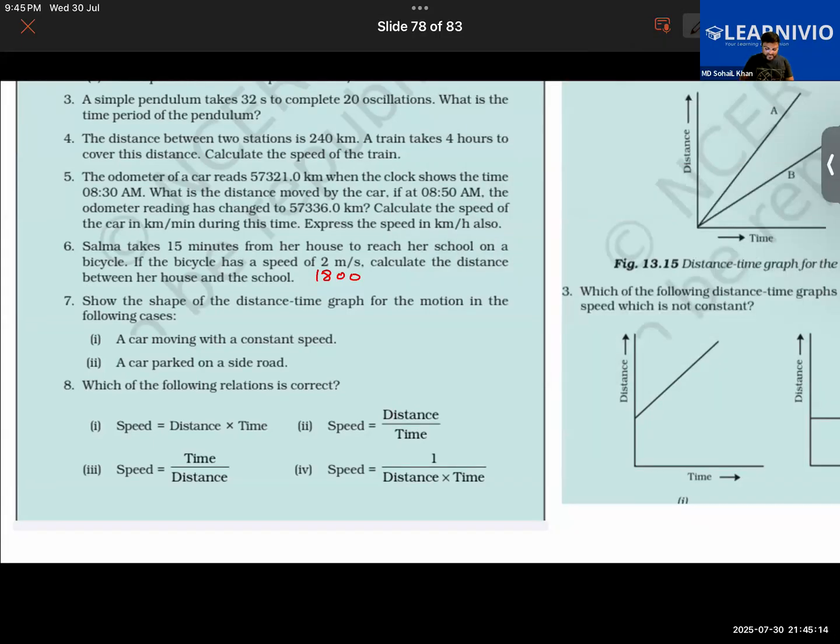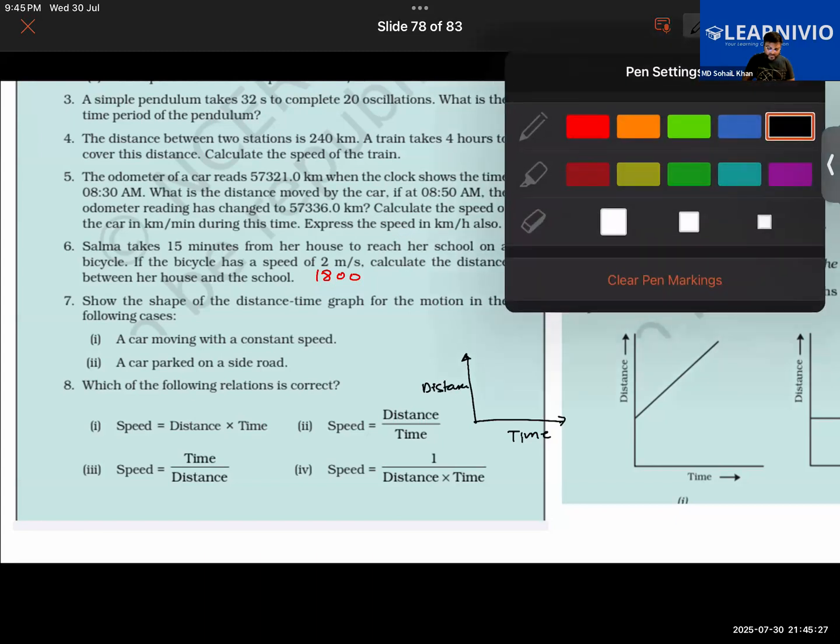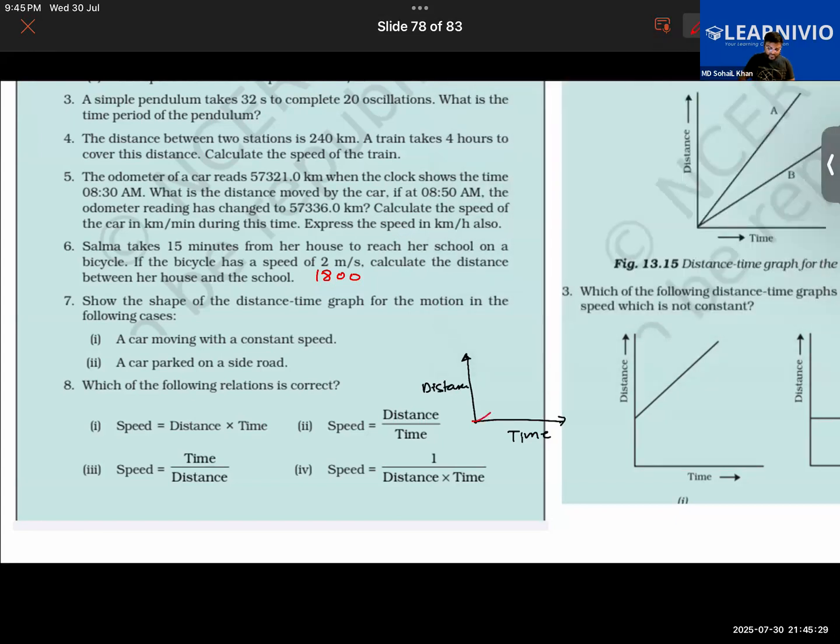The shape of the distance time graph is basically referring to the slope. Okay, guys? That is the time. This is going to be distance. So the shape refers to the slope. Is it going to be like this? Is it going to be a straight line? Is it going to be like this? That is what the question is asking you.